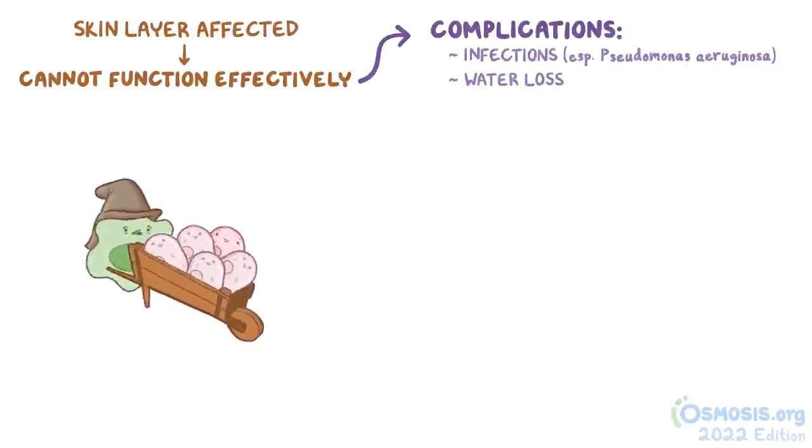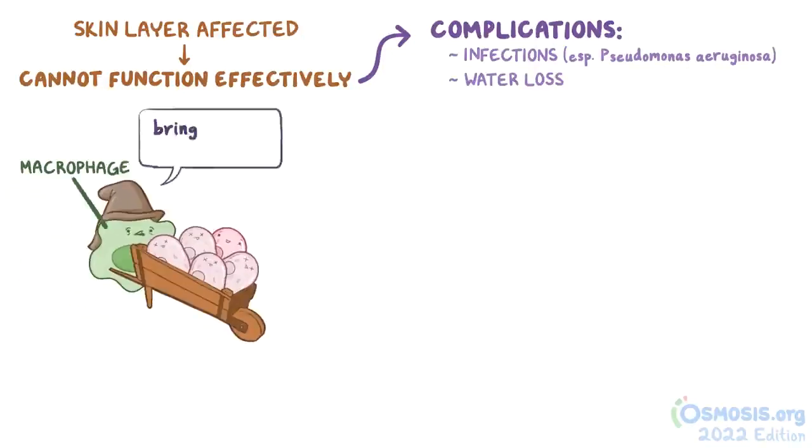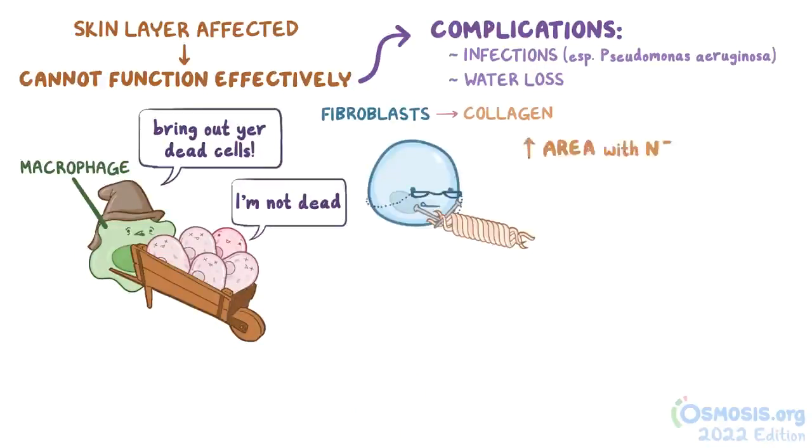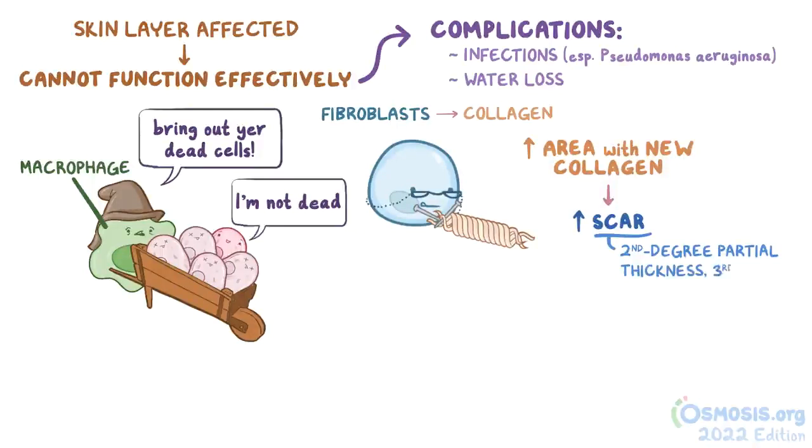As burns heal, macrophages move into the tissue to remove dead cells, and fibroblasts create new collagen to heal the damaged skin. The more extensive the area with new collagen, the more extensive the scar. So, scars are common in second-degree deep partial thickness burns and third and fourth-degree burns.